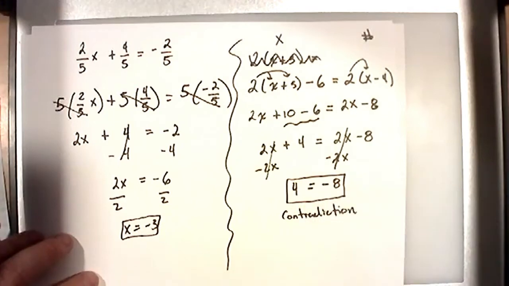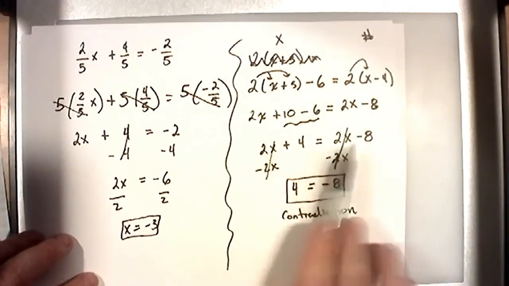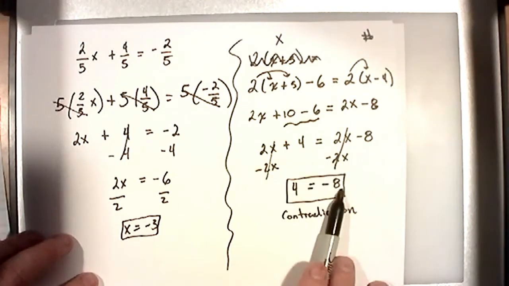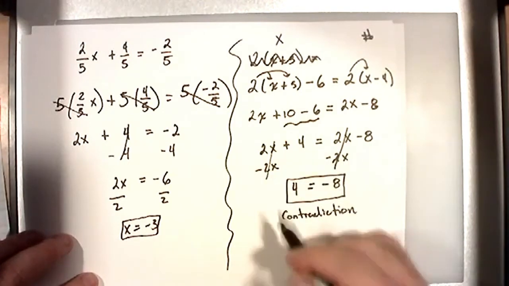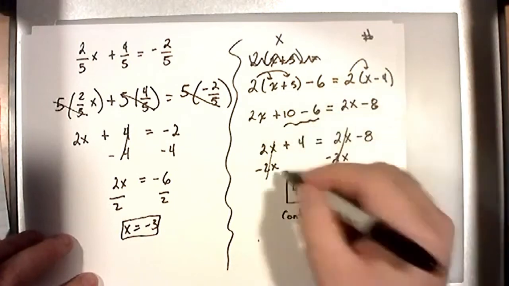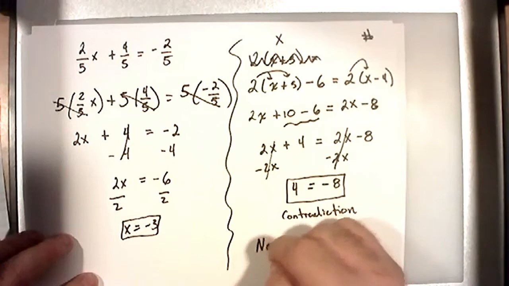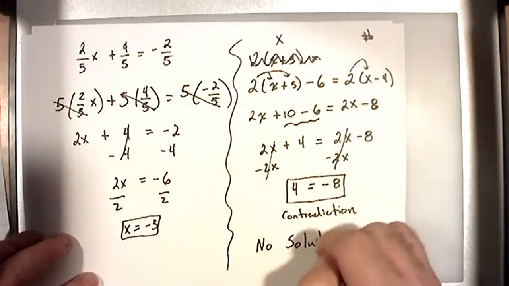4 does not equal -8. And this is not 4x, right? The x's are gone. Notice the x is canceled out. 4 does not equal -8. That's absurd. That's a contradiction. So what this means, assuming you made no mistakes, I mean, if you goof something up here, then who knows what's happening. But assuming you made no mistakes, this is telling you there is no solution.